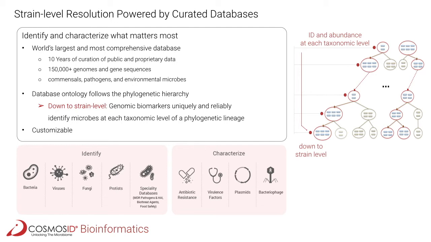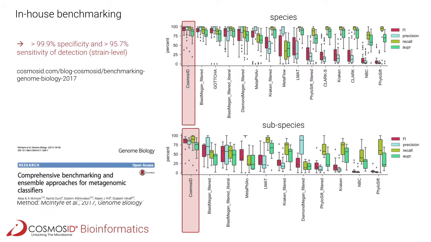This approach has been applied to curate databases not just for bacteria, but also viruses, fungi, protists, a range of specialty databases, as well as databases for antibiotic resistance genes, virulence factors, plasmids, and phages. We frequently update the databases, and when we do so, rely on published best practices for benchmarking to ensure that the database updates contribute to the high performance of our platform. When you're looking at this chart, this shows the results of one of those benchmarking expeditions.